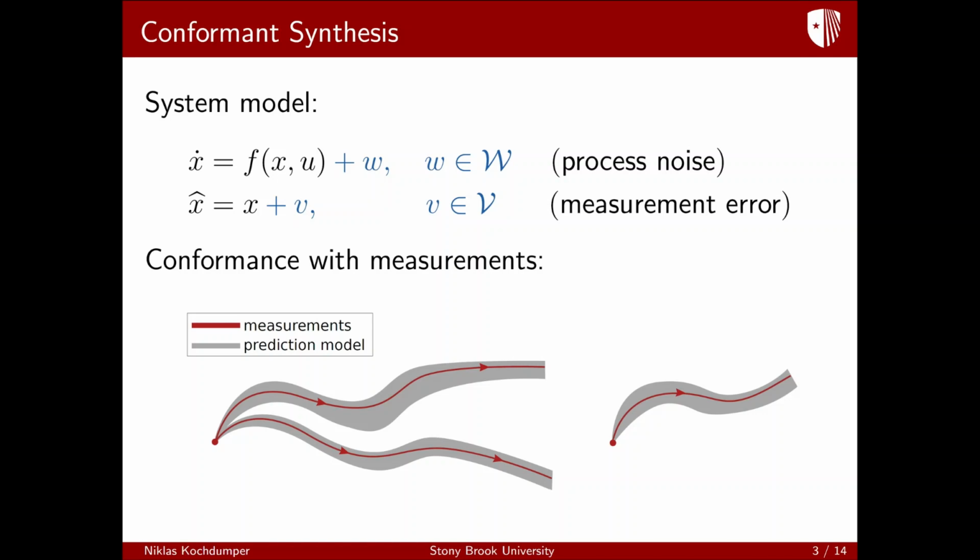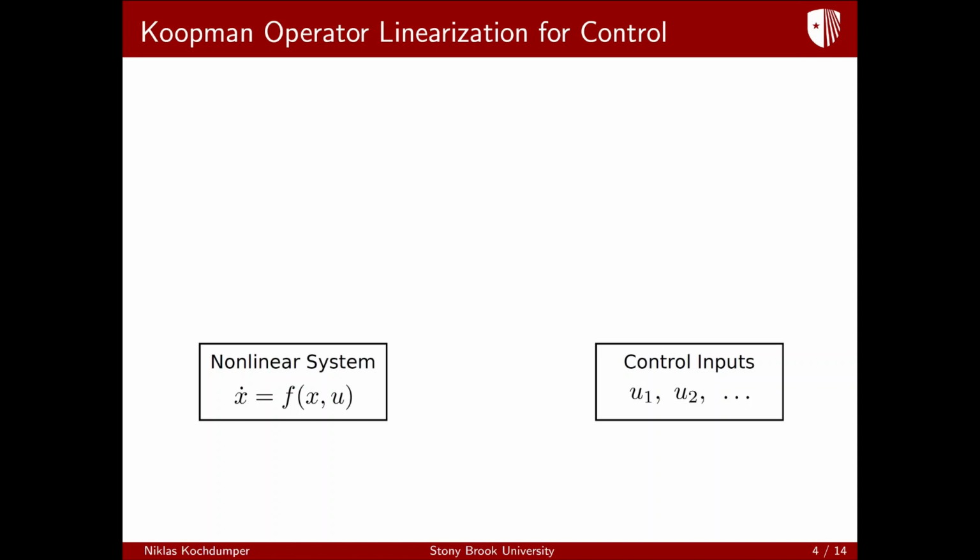So we want to automatically determine the amount of uncertainty we have to add to our normal model so that it's conformant with the set of measurements we took from the real system. And in particular, we focus on a special type of nominal model, which are Koopman linearized models. So let me motivate Koopman linearization first.